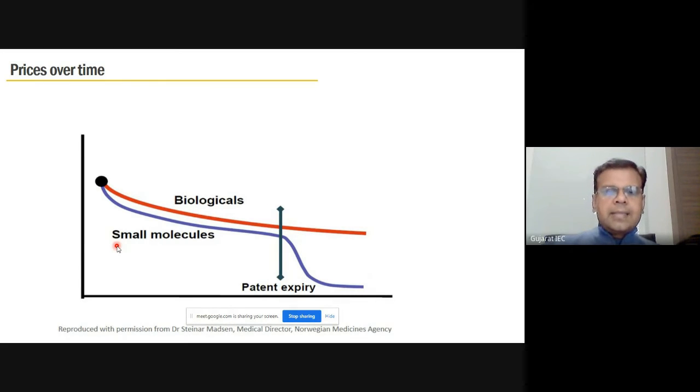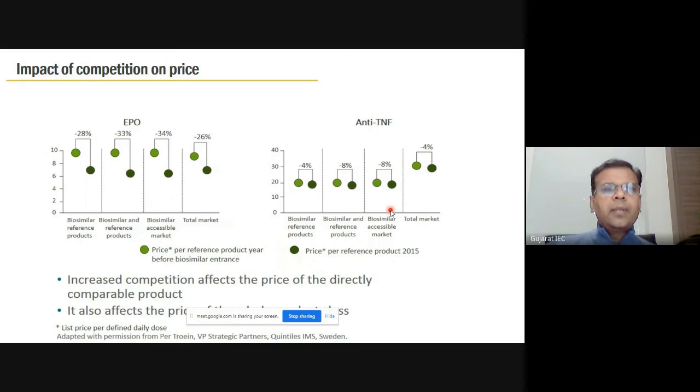The good part is that with small molecules, after the patent expiry, there is definitely a dip in the cost of the drug. However, when it comes to biologics, there is not much of an impact even after the patent expiry, because those are typically considered as different drugs altogether. There is an impact, but not that great. It depends on the competition per se.